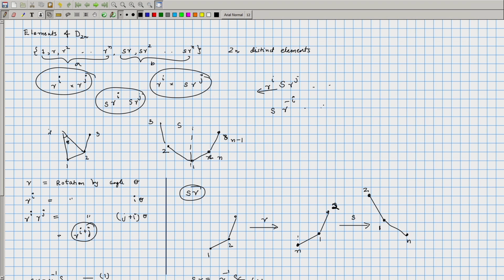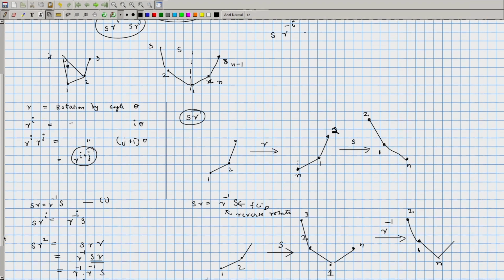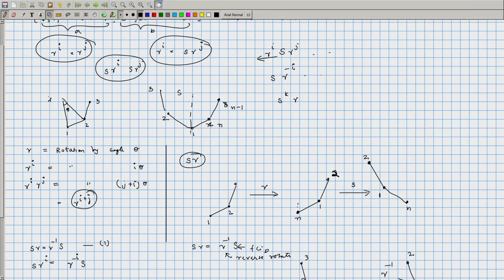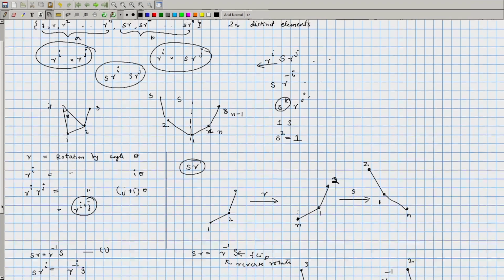So, once all the S's have been accumulated at one end, we will have some expression of the form S raised to K, R raised to J, or J prime. And S raised to K we can simplify to either identity or S, because S squared is doing 2 flips, and that is equal to doing nothing, or the identity operation. So, by using these rules, all the expressions that could come out of multiplying R and S, we have the complete multiplication table for R and S.